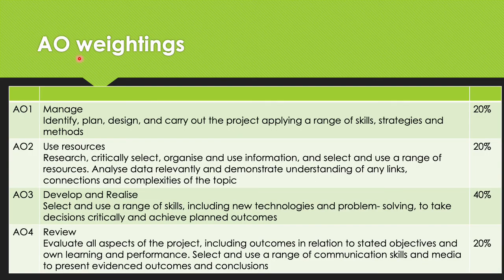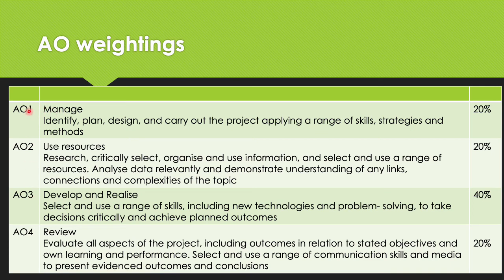Assessment objectives, weightings then. Hopefully Mr. Oswald will have gone through this with you last week, but you're essentially assessed in 4 key areas throughout your project. Assessment objective 1, which is the management of your project, constitutes 20% of the marks. The second assessment objective is the use of your resources, and that's 20% of the marks. Whereas the third assessment objective is to develop and realise. This is what we're talking about when we're thinking about the production log.